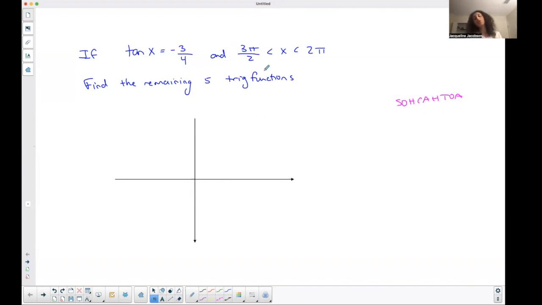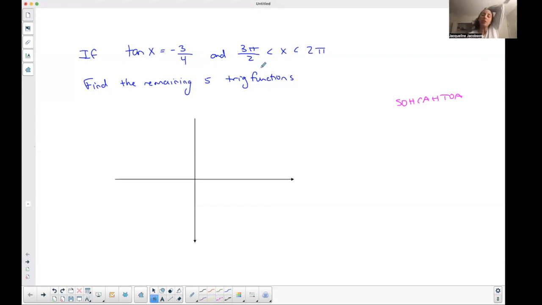Now, where is the triangle that I'm going to draw? This part here is going to indicate the quadrant that I'm going to draw the triangle in. And be careful how you draw this triangle. I'm going to be specific as to where the right angle will be located.